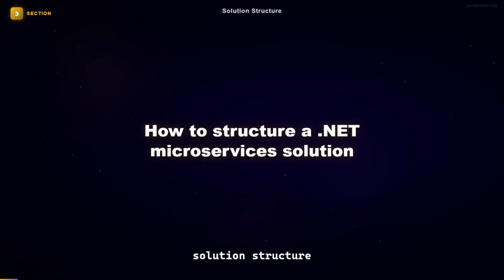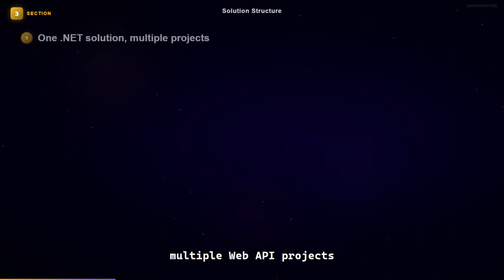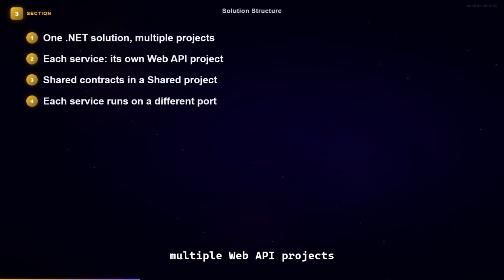Section 3. Solution structure. We'll use one .NET solution file with multiple web API projects inside it. This keeps everything in one repository while keeping services independent. Create a services folder with user service and order service. Each is its own ASP.NET Core Web API project on its own port.